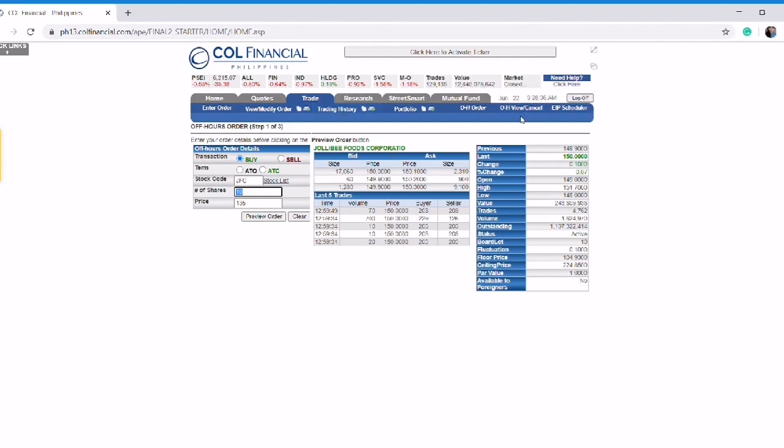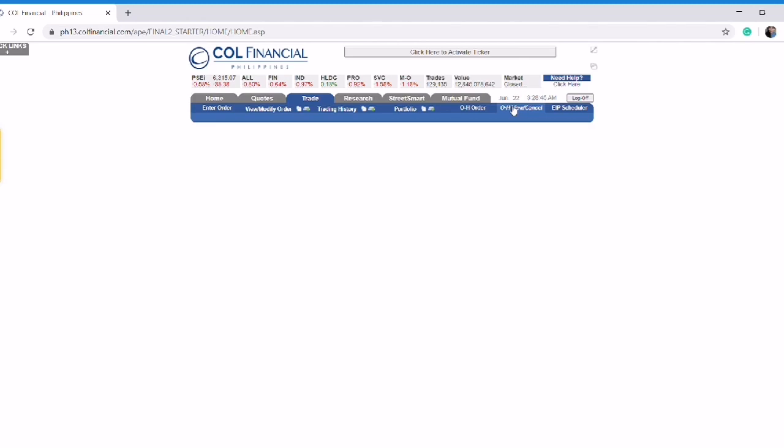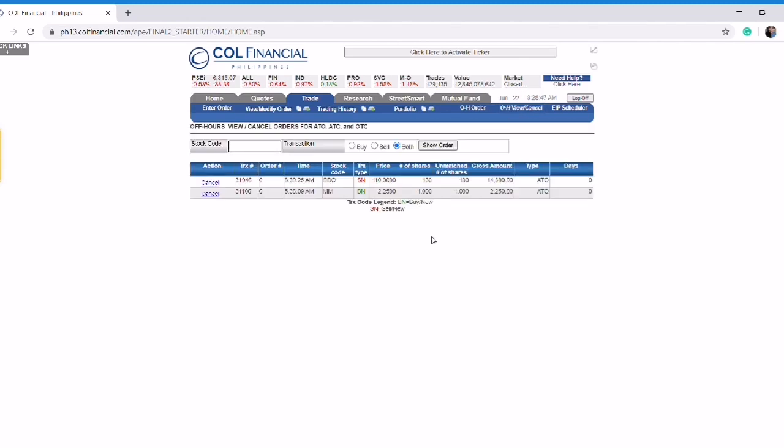So, actually, nakapag-order na ako before pa nito, and pwede natin siyang tingnan, kasi diba, naka-offline siya, punta tayo dun sa OH view cancel. So, nag-order ako ng kay BDO, kasi gusto ko na siyang ibenta, si BDO ko. So, ganun pa din, punta ka pa rin dito sa OH order, pero yung pindutin mo na option is sell, hindi na buy. Yun lang yung pagkakaiba niya.